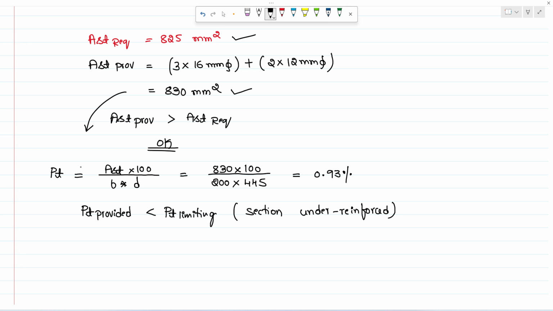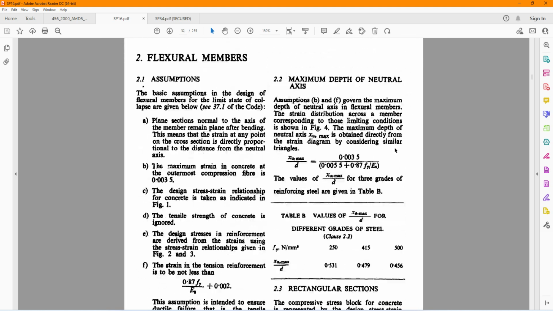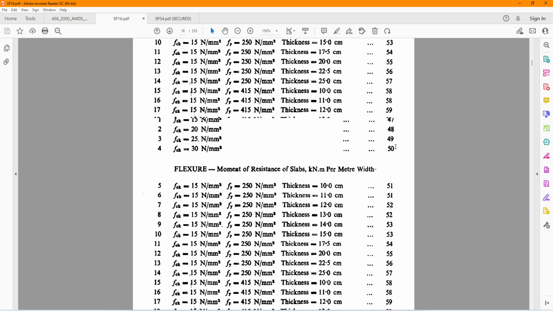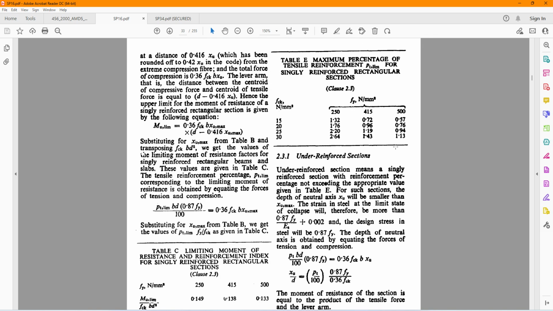How to check whether PT provided is less than maximum percentage? So for which you need to refer table E of SP16. I think it's in page number 10. So let me open SP16. So page number 10. Yes, it is in page number 10.